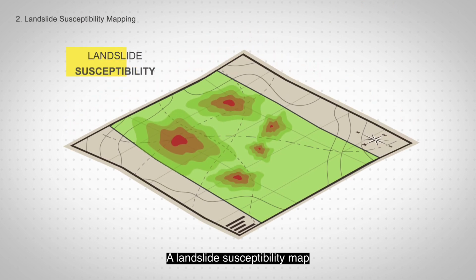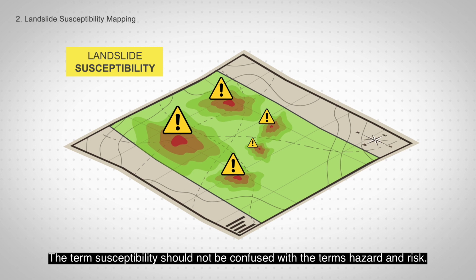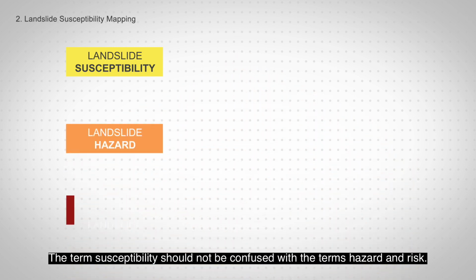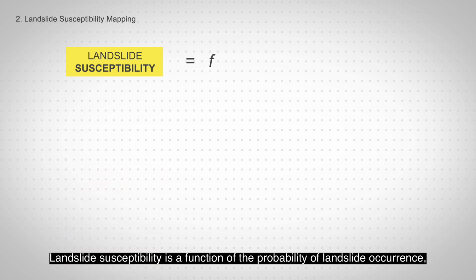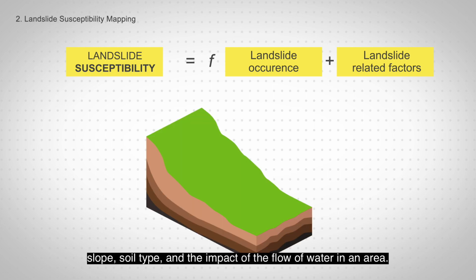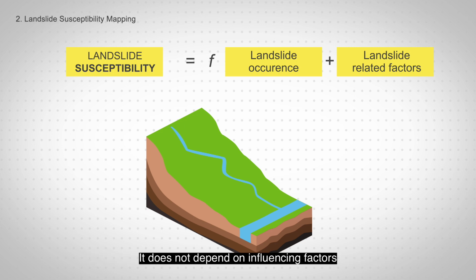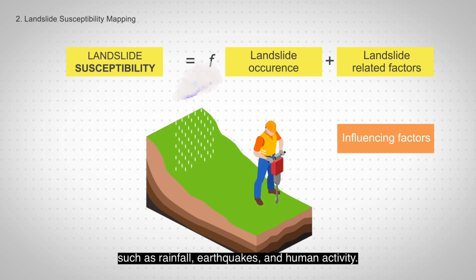A landslide susceptibility map takes into account where landslides occur and what causes them. The term susceptibility should not be confused with the terms hazard and risk. Landslide susceptibility is a function of the probability of landslide occurrence and landslide-related factors: slope, soil type, and the impact of the flow of water in an area. It does not depend on influencing factors such as rainfall, earthquakes, and human activity.